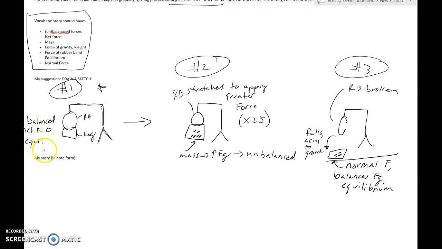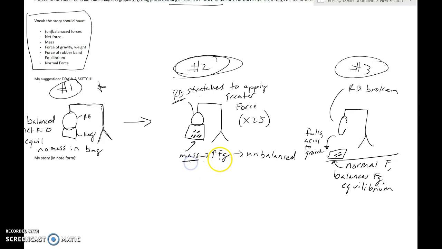We could even also add in something like no mass in bag, right? There's nothing in there yet. So in stage number 2, we've got mass in the bag, right? Those are the bolts in the bag. So mass means an increase in the force of gravity, meaning an increase of the weight, meaning that's unbalanced. And this causes the rubber band to stretch to apply a greater force. And I wrote x 25, meaning times 25. This is going to happen 25 more times.